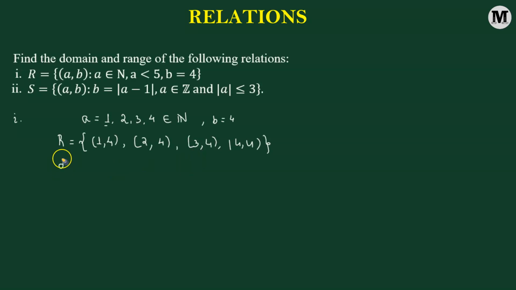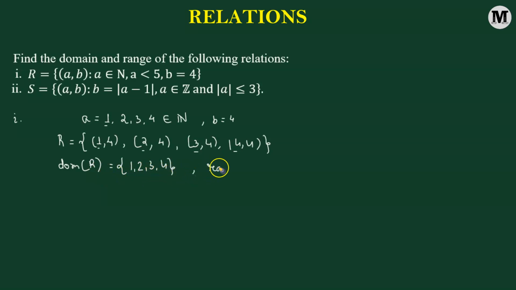Now that we have the relation R, we can easily define its domain and range. The domain of R is going to be the first element in each of the 4 ordered pairs. So we have 1, 2, 3 and 4. The domain of R is the set containing the elements 1, 2, 3 and 4.